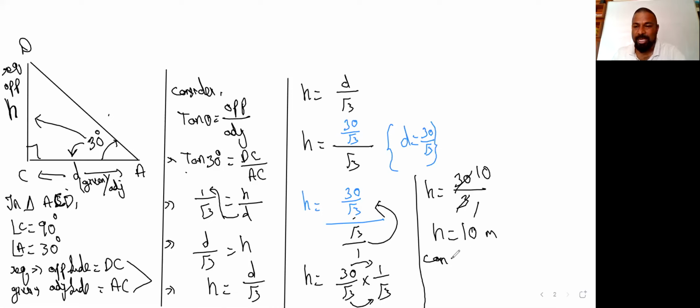Conclusion, let us make it. What is the conclusion? Height of the building. The height of the building is 10 meters.